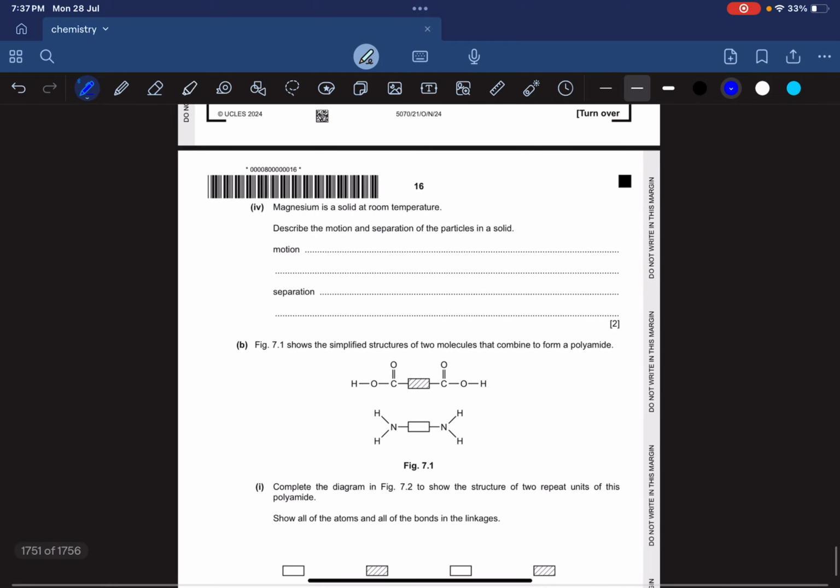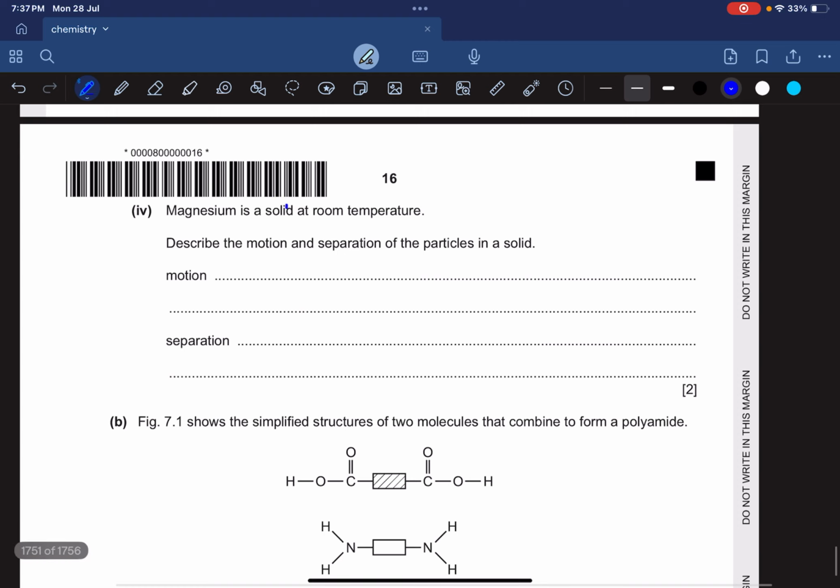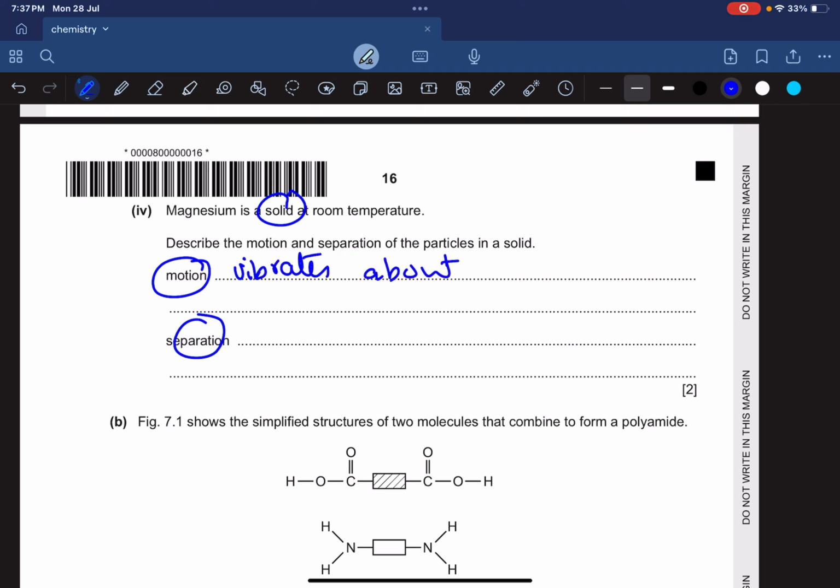Okay, and then we have magnesium as a solid. We have to describe the motion and separation of solids at room temperature. So the motion is going to be that they vibrate about their fixed positions, because in a solid they cannot move. And the separation is going to be that their particles are touching each other. Why touching each other? Because they're so close to each other. That's very important. Separation is how separate the particles are, and touching is exactly the best word for it.